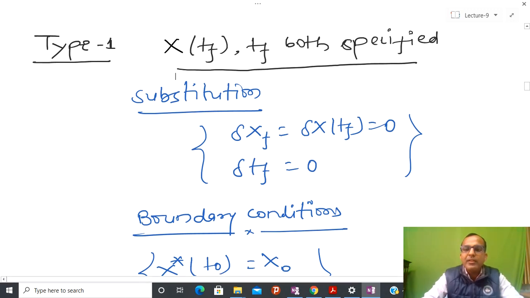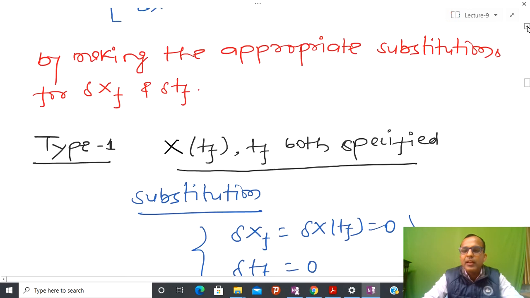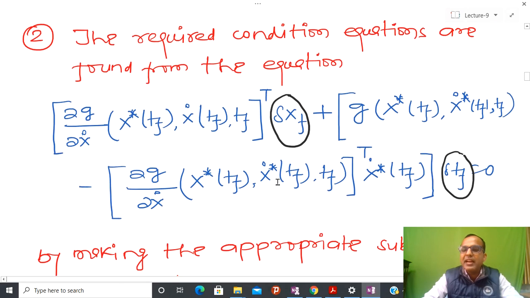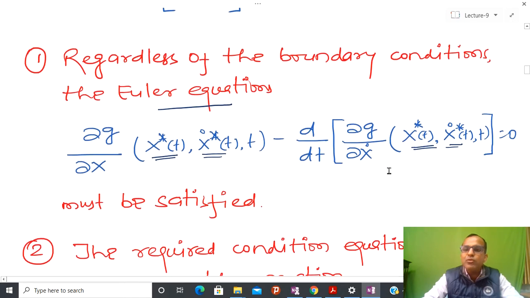So here, whenever x is x1(tf), x2(tf), ..., xn(tf), both are specified. At that time you can see that the variation in xf, the final state, equals 0, and similarly delta tf also equals 0, and if I substitute here, then you can see that both terms equal 0. It means that now I just have to solve this Euler equation, and inside the Euler equation I have to put the boundary condition at t0.